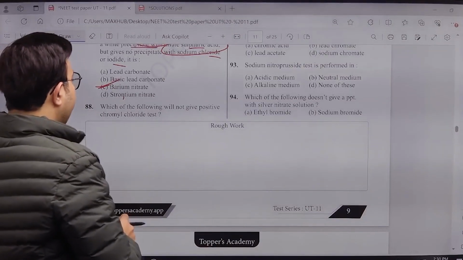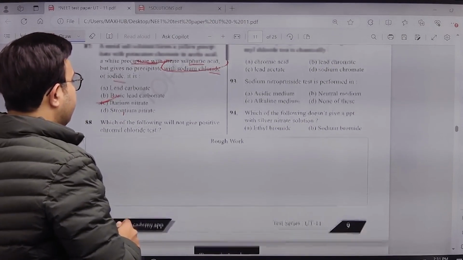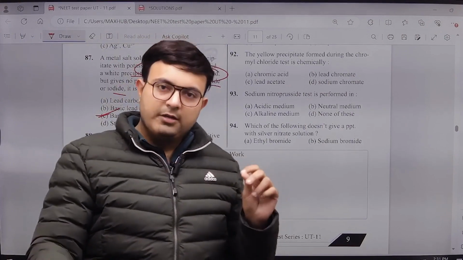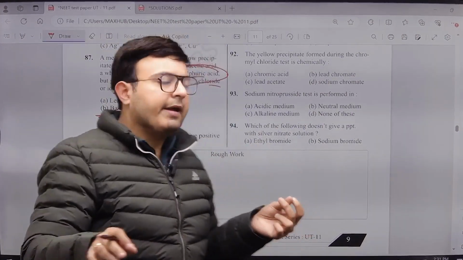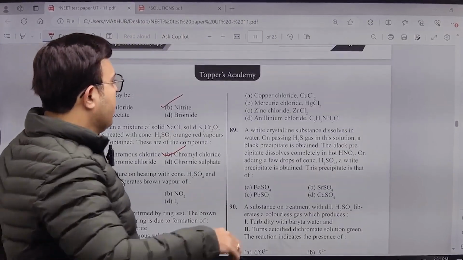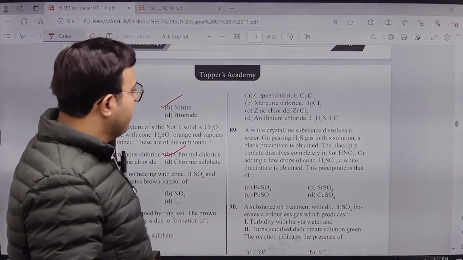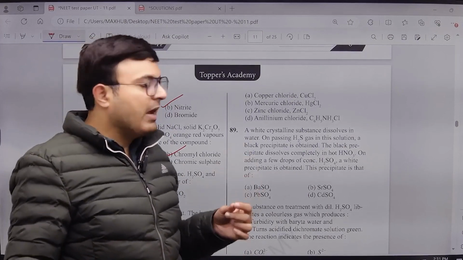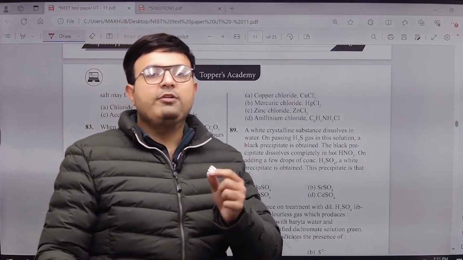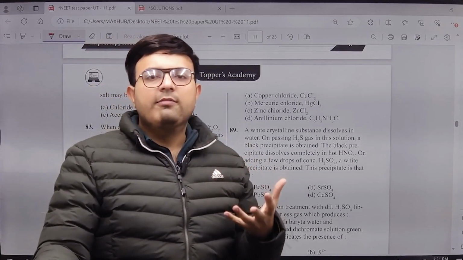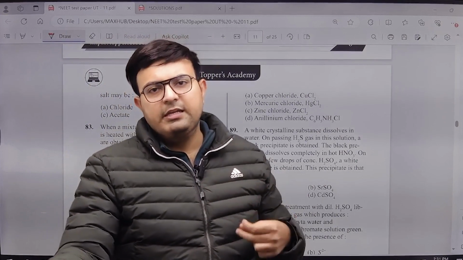We'll go to next. That is, which of the following will not give positive chromyl chloride test? Positive chromyl chloride test is given when any compound will supply chloride ion. So we'll see what are the options given. Options are copper chloride, mercury chloride, zinc chloride, and anilinium chloride. Out of these, most of them are ionic, but one compound is covalent. And when you have more covalent character, the ions are not given. The compound does not dissociate easily if it is covalent.